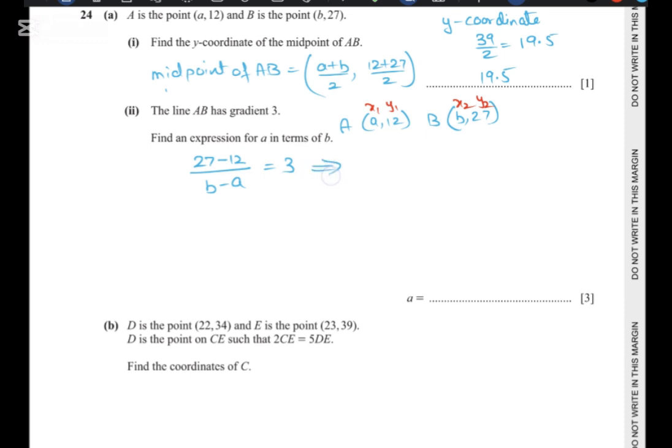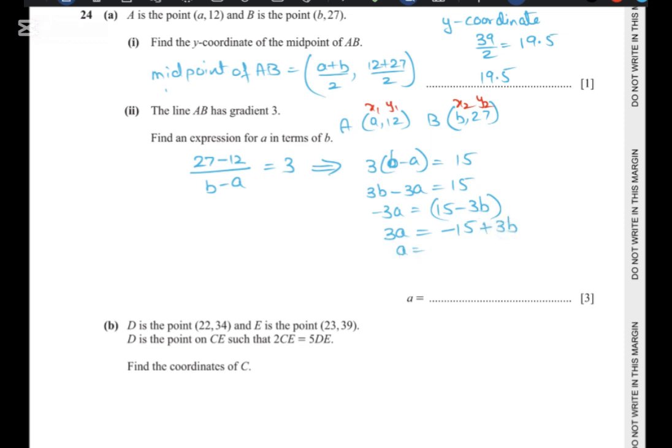Doing this, you can cross multiply. So 3 into (b minus a) will be 27 minus 12, which is 15. Now multiply 3 with b and a. So 3b minus 3a is equal to 15. Keeping minus 3a on the left hand side, bring 15 minus 3b to the right hand side. There is a minus, so you can cancel out the minus by changing the signs in this expression. So 15 becomes minus 15 and minus 3b becomes 3b.